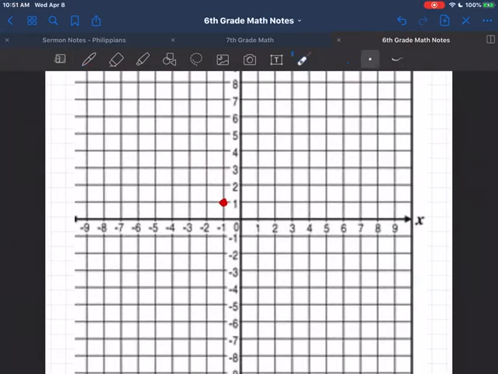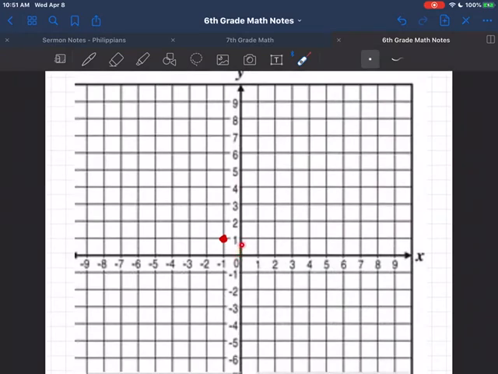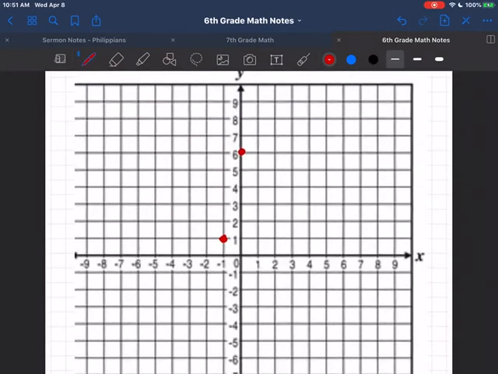(0, 6). That means 0 on the x, right or left, right? And 6 is positive, so it goes up on the y. 1, 2, 3, 4, 5, 6. And we got another point right there. (4, 5). X is 4, so we'll go over 4. 5 is y, +5. So it's going to go right there.